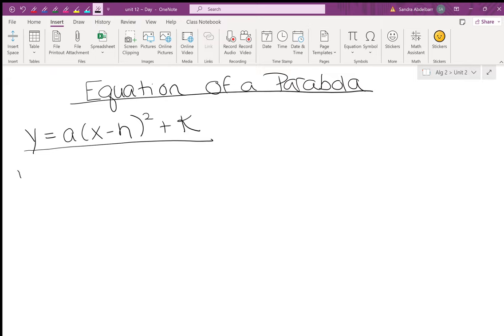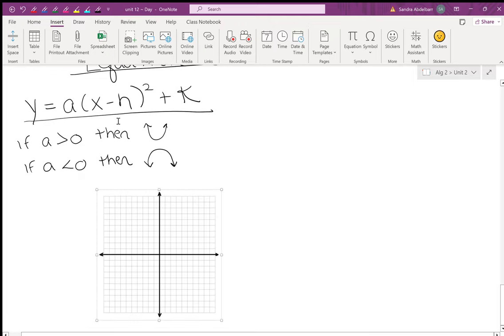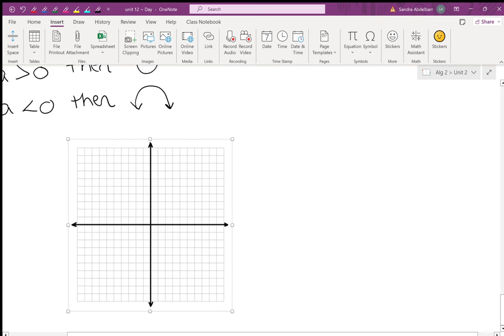Okay, so we know if A is greater than 0, then we're opening up. If A is less than 0, then we are opening down. All right. Couple more things we need to talk about. Let's say I'm not going to center it at 0, 0.